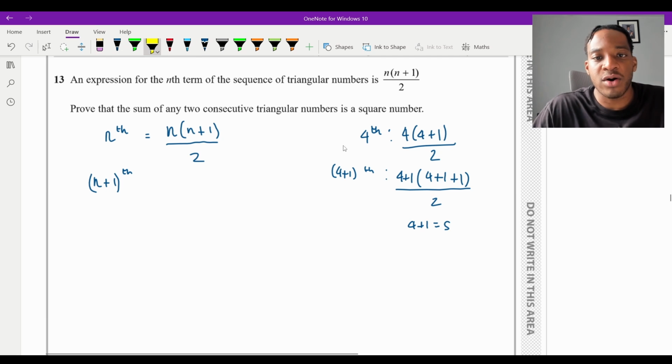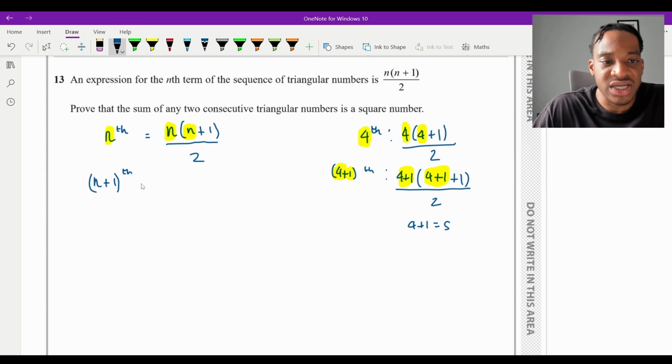Now, remember, whatever goes here will go here, and here. This is where the n's are. Can you see? Here, here. Whatever goes there will go there. And if it's 4 plus 1, then this 4 plus 1 is going to go here, and this 4 plus 1 is going to go here. So we need an expression for the n plus 1th term.